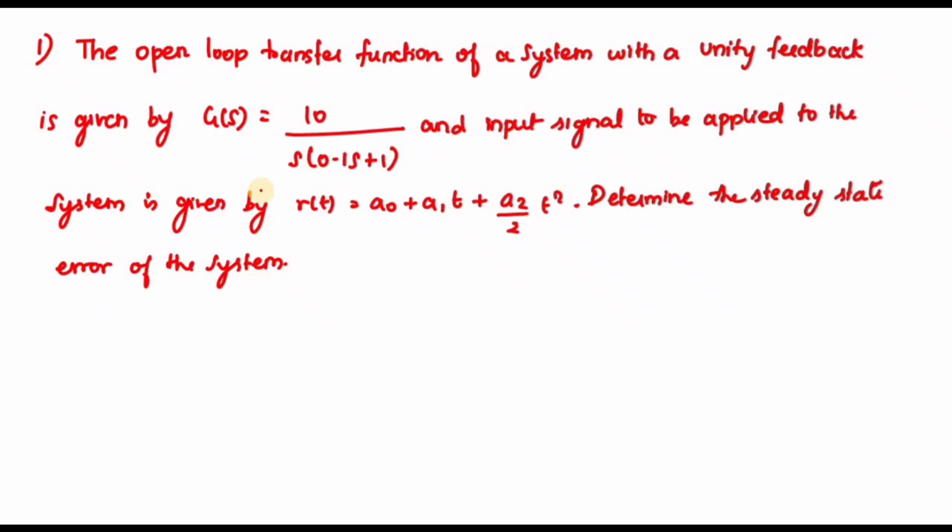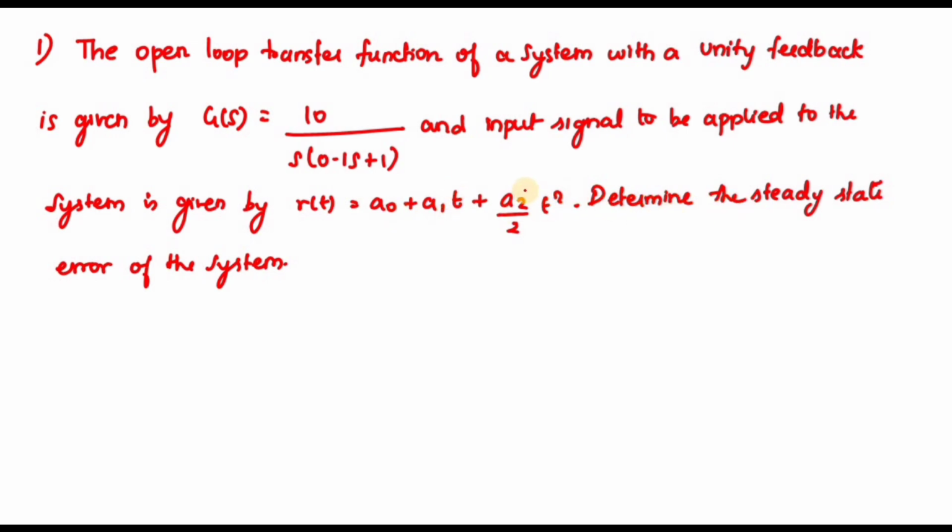So in the given problem, the open loop transfer function, that is G(s) of the system with unity feedback, is given by G(s). Here H(s) is the feedback, so H(s) value is 1. That is equal to 10 divided by s into (0.1s plus 1), and the input signal applied to the system is r(t) equal to a0 plus a1 t plus a2 divided by 2 t square. Determine the steady state error of the system.